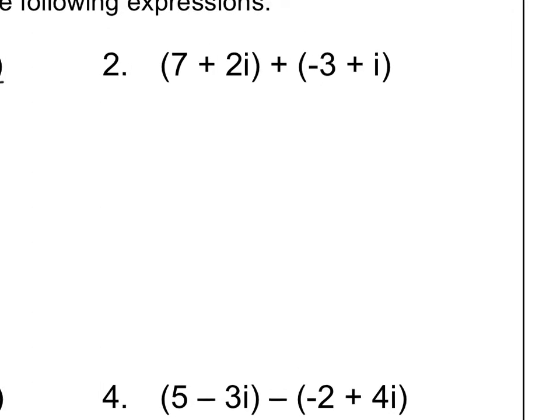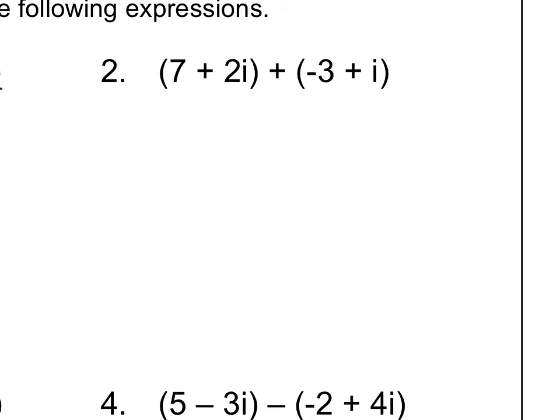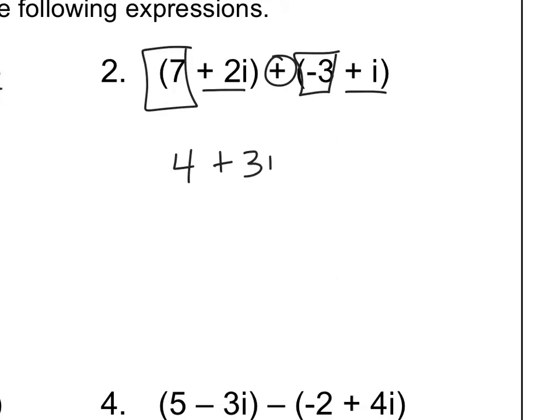Okay, let's take a look at number 2. Again, I'm adding. Because I'm adding, all I'm going to do is combine my like terms. 7 and -3 gives me +4. And then 2i and 1i is 3i. So I end up with a complex number of 4 plus 3i. Again, remember, your real number always goes first, and the imaginary number goes second.